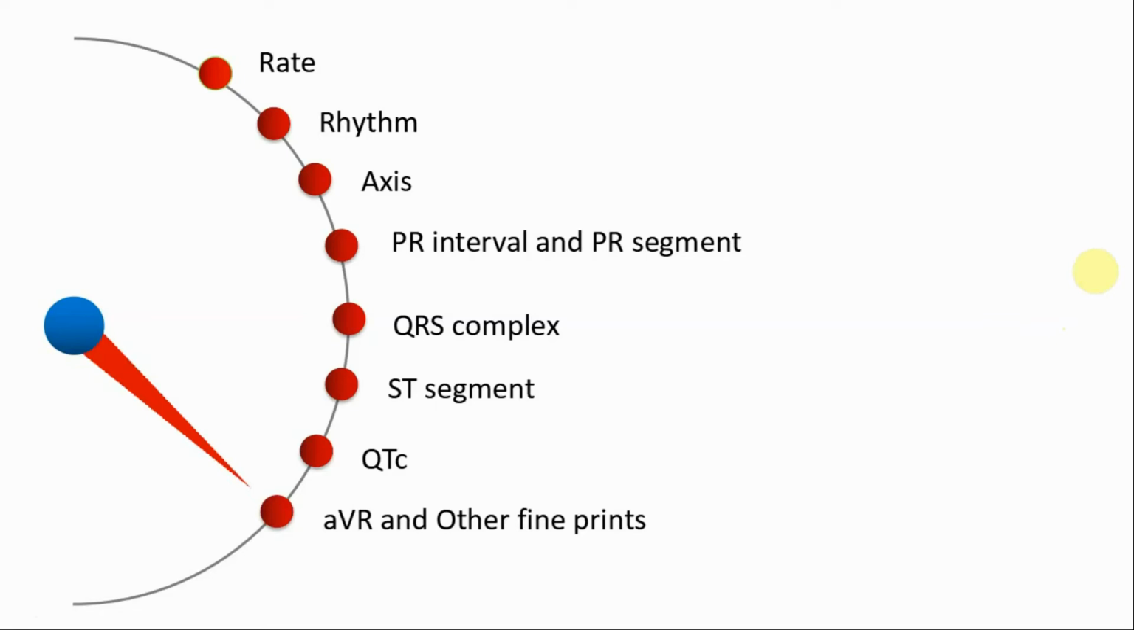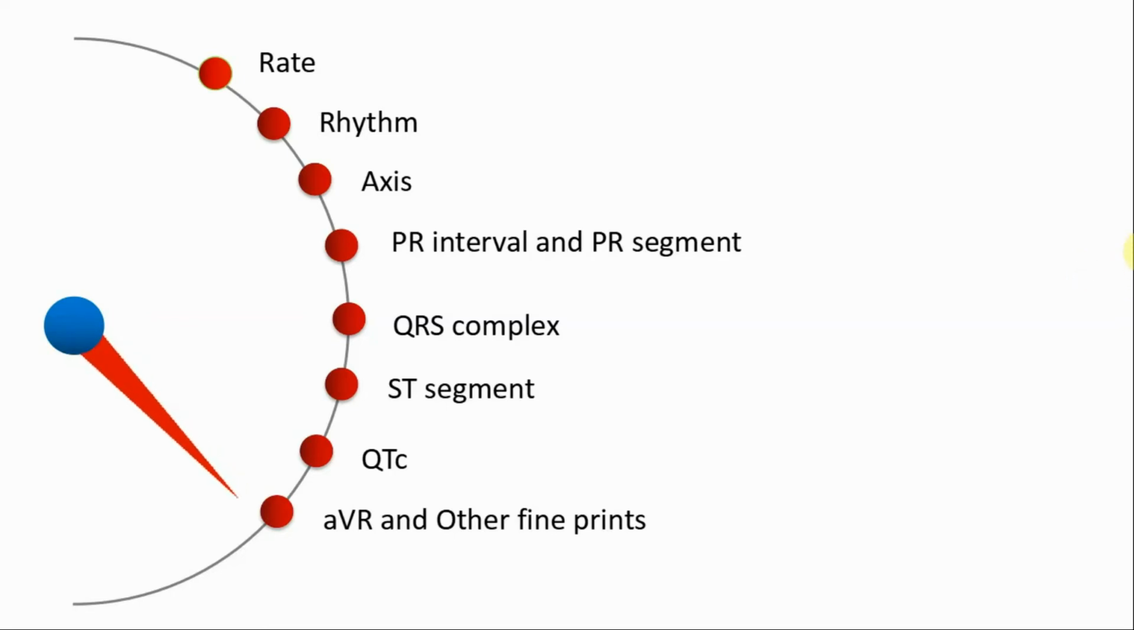There are some fine print items, like whether the patient has a right bundle branch block, a left bundle branch block, is there any R wave progression in V3, does the patient meet Sgarbossa criteria, or is there any pacing rhythm. So there are a lot of important things, but they don't get the priority. The priority are those few things.